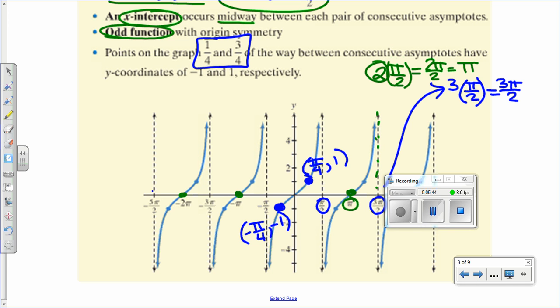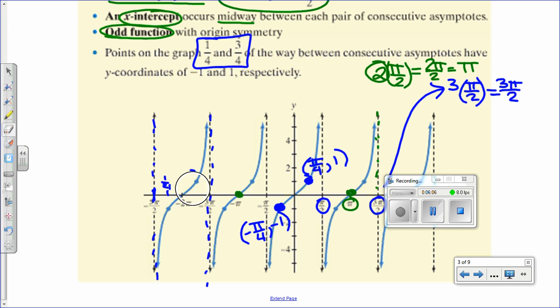So if this is your asymptote here, and this is your second asymptote, we can find a key point 1/4 right here, and 3/4 from this asymptote. This will be like 1/4 and 3/4. Right? So that's what they're referring to.